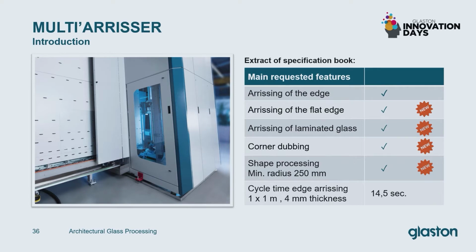For this machine, the main requested features are defined in the product specification. Arising of the edge, successfully proven with our former first arising machine. Arising of the flat edge as a new feature. Arising of laminated glass as a new feature. Corner dubbing and shape processing with 250 mm radius as a new feature. The cycle time which we can achieve is 14.5 seconds with the glass dimension 1 by 1 meter with 4 mm glass thickness.